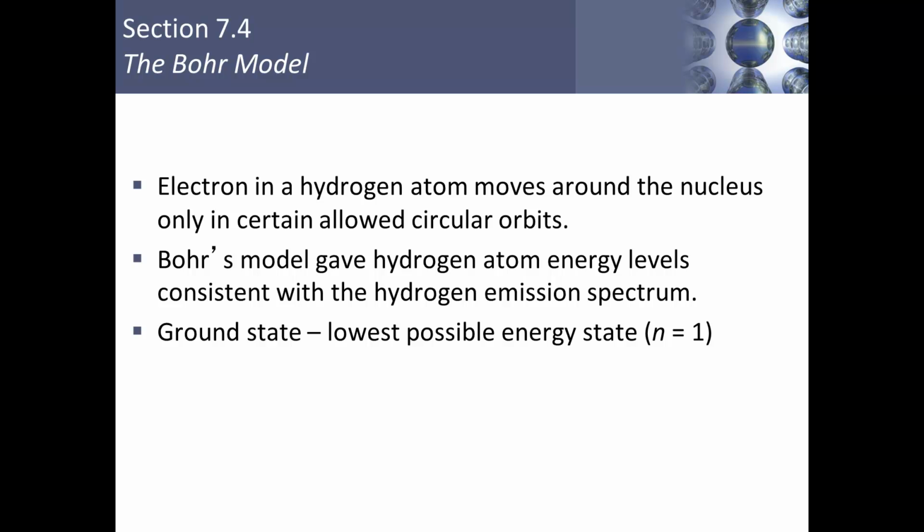In the Bohr model, the electron in a hydrogen atom moves around the nucleus only in certain allowed circular orbits. Bohr's model gave hydrogen atom energy levels consistent with the hydrogen emission spectrum. The ground state, or the lowest possible energy state, was assigned n equals 1.